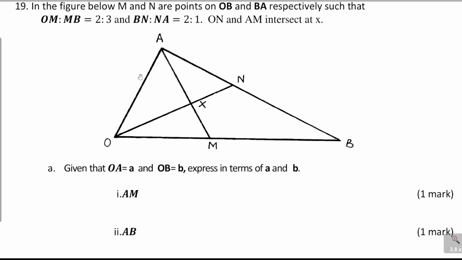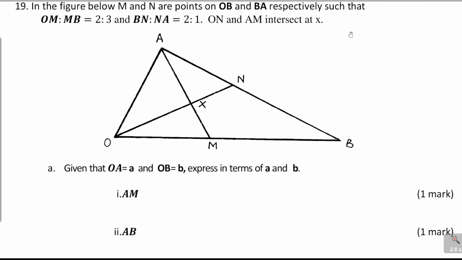Question 19. In the figure below, M and N are points on OB and BA respectively, such that OM ratio MB is equal to 2:3 and BN ratio NA is equal to 2:1. ON and AM intersect at X. So you can see the diagram there. Part A of the question, given that OA is equal to A, OB is equal to B, express in terms of A and B vector AM. So that is the first question, and then part 2 is AB.